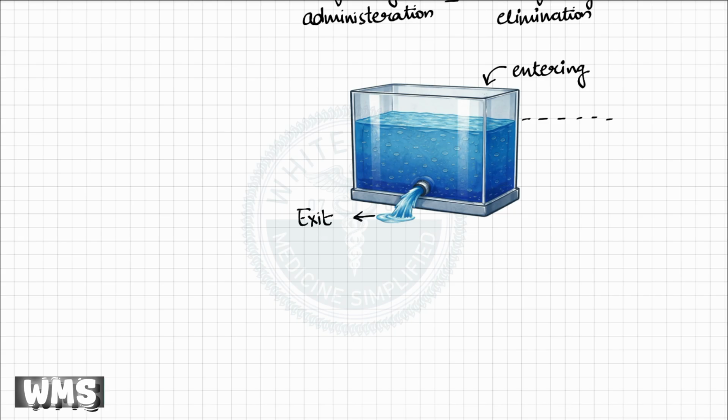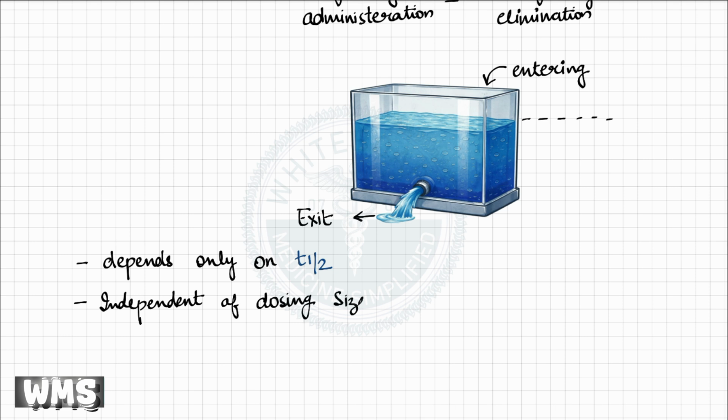First and most importantly, the time required to reach steady state depends only on the elimination half-life of the drug. It does not depend on how large the dose is or how frequently you give the drug. So whether you give a small dose or a large dose, or whether you give it once daily or twice daily, the time to reach steady state remains the same, as long as the half-life is unchanged.